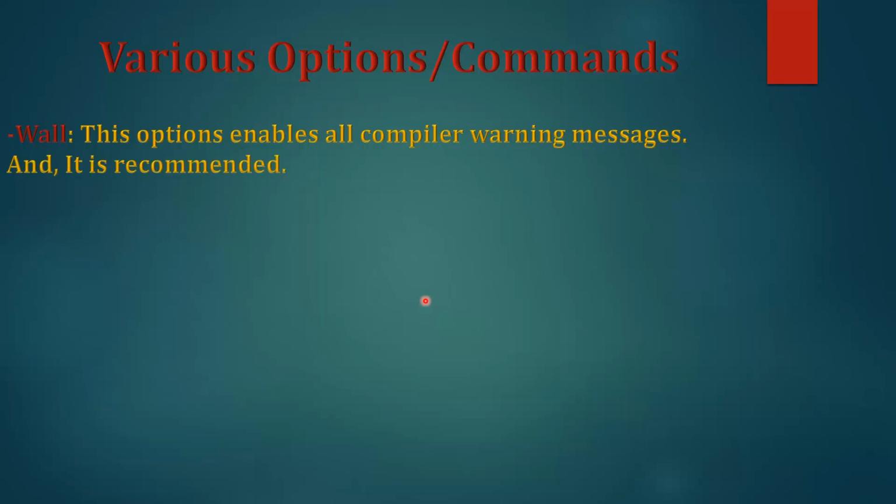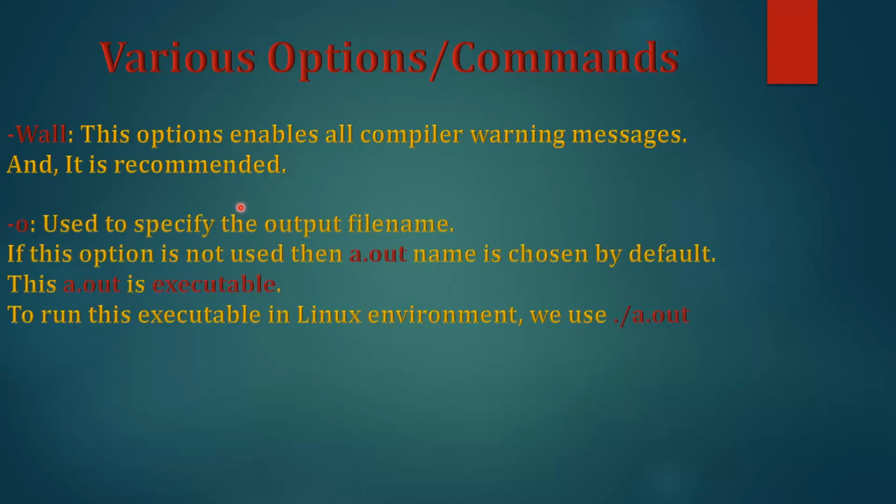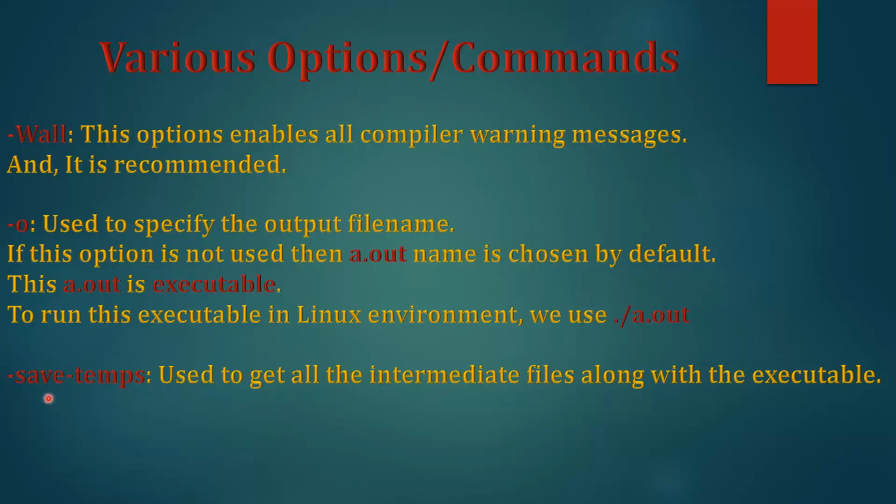Now, various options and commands. This command, dash capital W ALL, is used to indicate to the compiler that we want to enable all the warning messages, and it is recommended because only then would we be able to debug our code, right? Then this command, dash o, means output. It is used to specify the output file name. If this option is not used, then a.out name is chosen by default. This a.out is an executable. That means we can run it by double clicking it or by using the Linux commands to run the executable. And the Linux command to run the executable in a Linux environment is dot forward slash and then the file name.